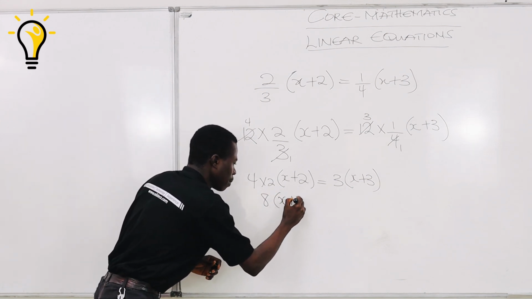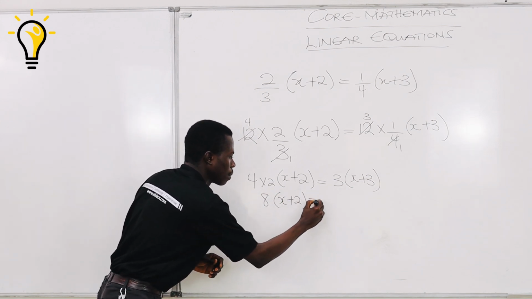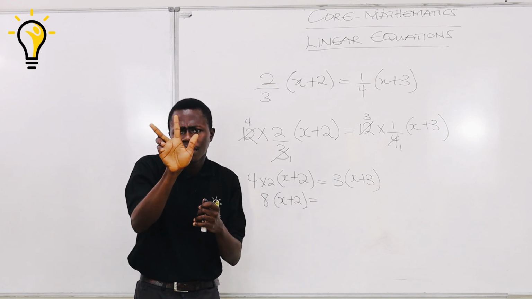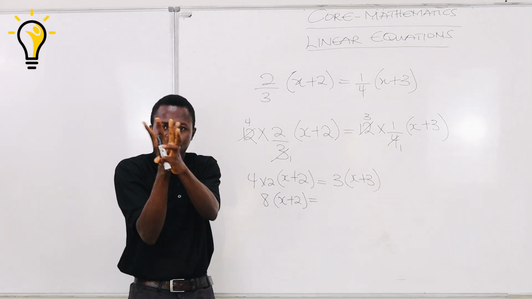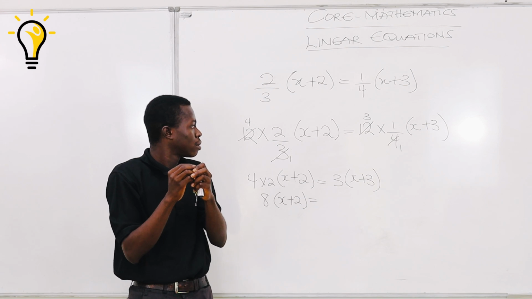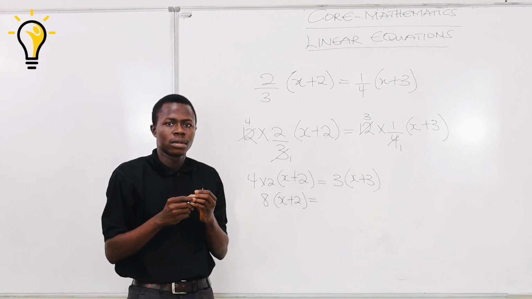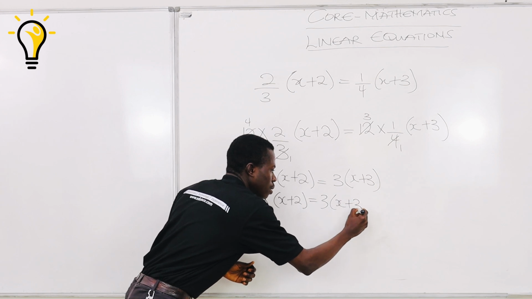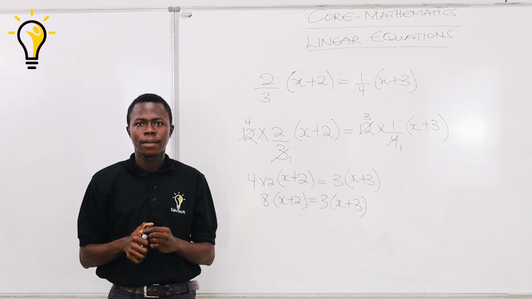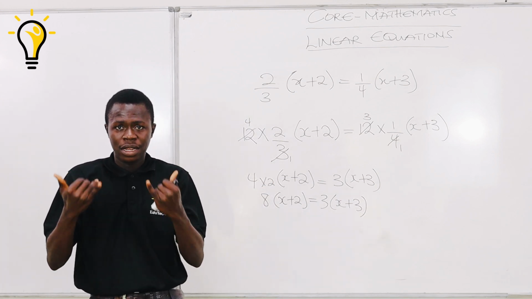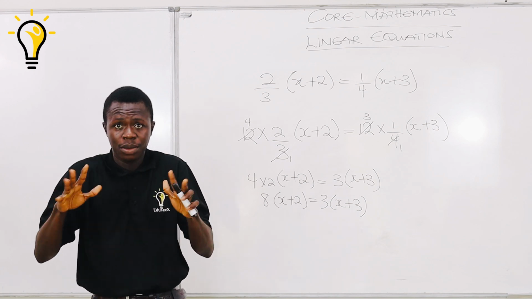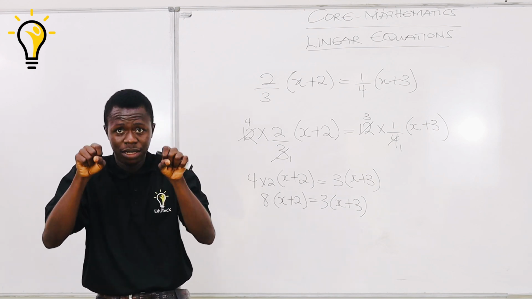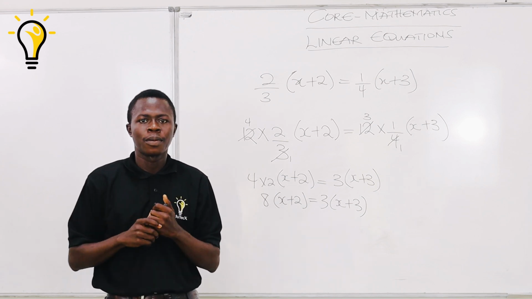Then we rewrite our bracket again, x plus 2. Then we go to the next expression, which is 3 multiplying the bracket x plus 3. So we need to rewrite the expression again. Now we are done writing the expression. So we can continue, right?